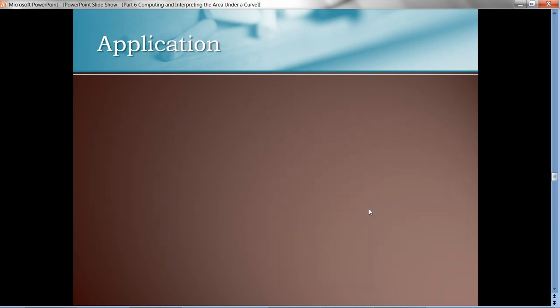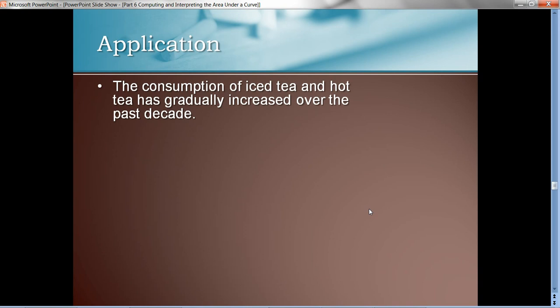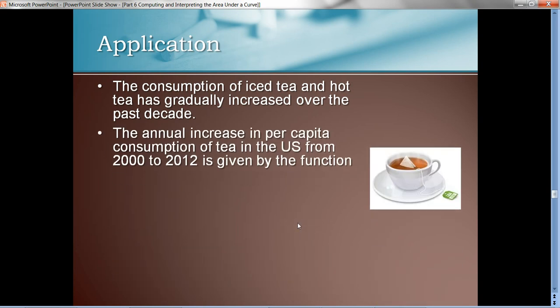Now, let's take a look at an application now and see how we can use this with some real-life data. The consumption of iced tea and hot tea has gradually increased over the past decade. Now, I looked these values up from the U.S. Department of Agriculture and found that the annual increase in per capita consumption of tea in the U.S. from 2000 to 2012 is given by this function here. It's gradually increased, all right? The increase is gradual, and it's 1.2 gallons per year for the years 2000 to 2012.